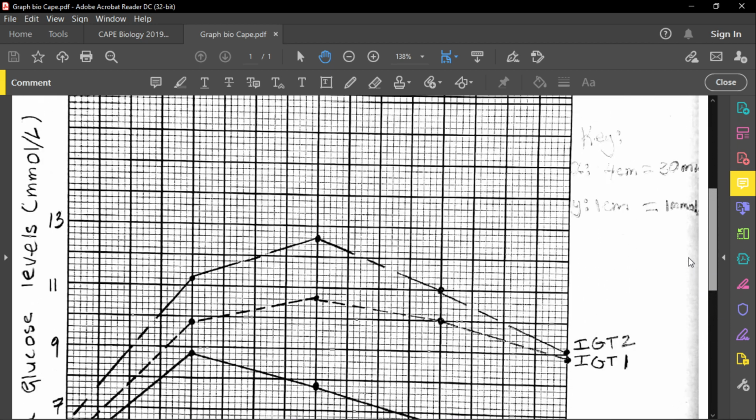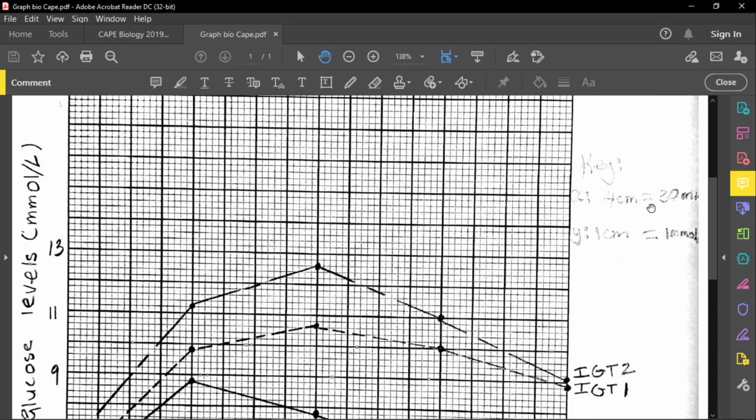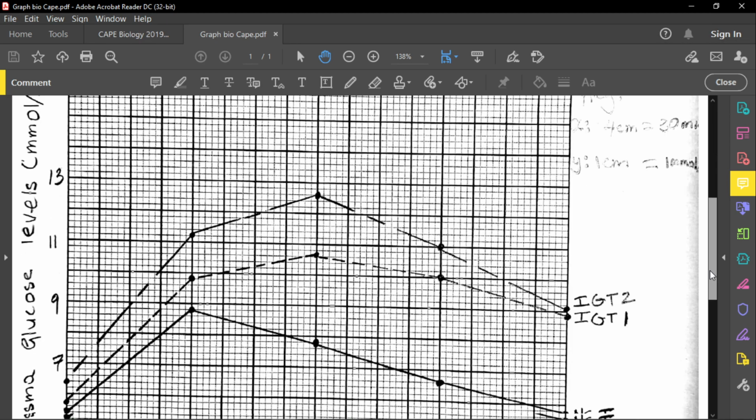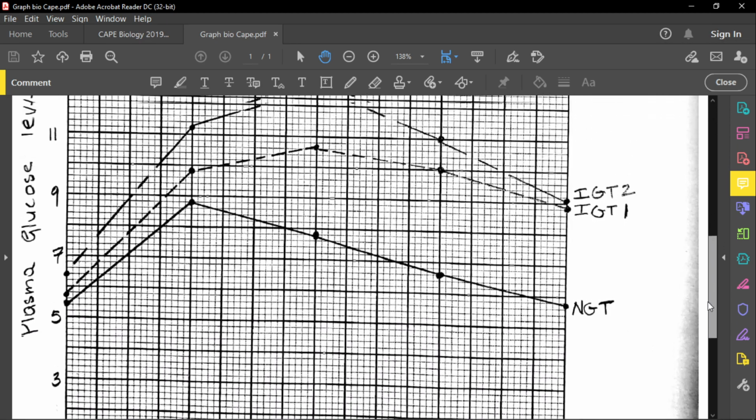And also a point to note here, which is kind of dull, but there's a key. And on my key, on the y-axis, 1 centimeter is actually 1 millimole per liter. And on the x-axis is 4 centimeters for 30 minutes. All right, so the time is on the x-axis, just to point it out.